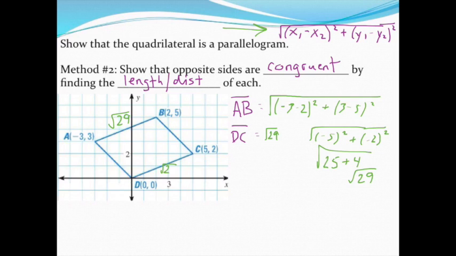I want those opposite sides to be congruent. And then what I need to do is find the remaining 2 sides. It's not enough just to find that one pair of opposite sides are congruent. I need to find the other 2 as well. So I need to find the length of segment AD, and I need to find the length of segment BC.